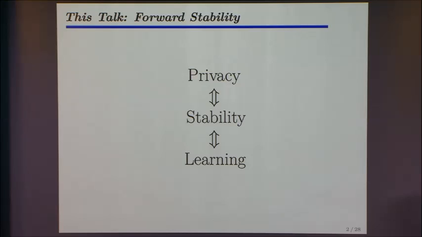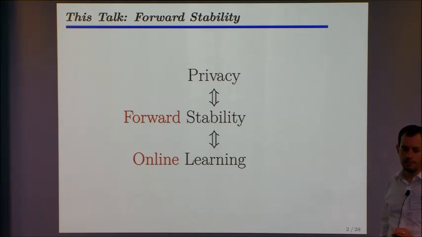Okay, so we've seen various connections along these lines, in particular in Aberdeep's talk earlier this afternoon, but in general at this workshop. And so I'd like to look at a particular connection between privacy and online learning, and the notion of stability that seems to be most relevant there, which is something called forward stability.